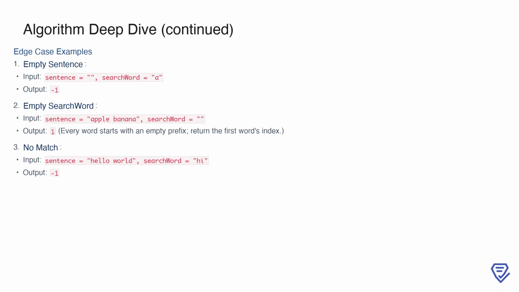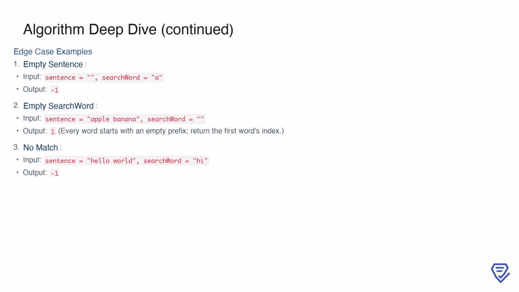First, consider an empty sentence with a search word of "a". Since there are no words to check, the algorithm immediately returns -1. In another case, if the sentence is "apple banana" and the search word is an empty string, the algorithm will return 1. This is because every word in the sentence starts with an empty string, and the first word's index is 1. Lastly, consider a scenario where there is no match, such as a sentence "hello world" and a search word of "hi". Here, none of the words in the sentence start with "hi", so the algorithm correctly returns -1.